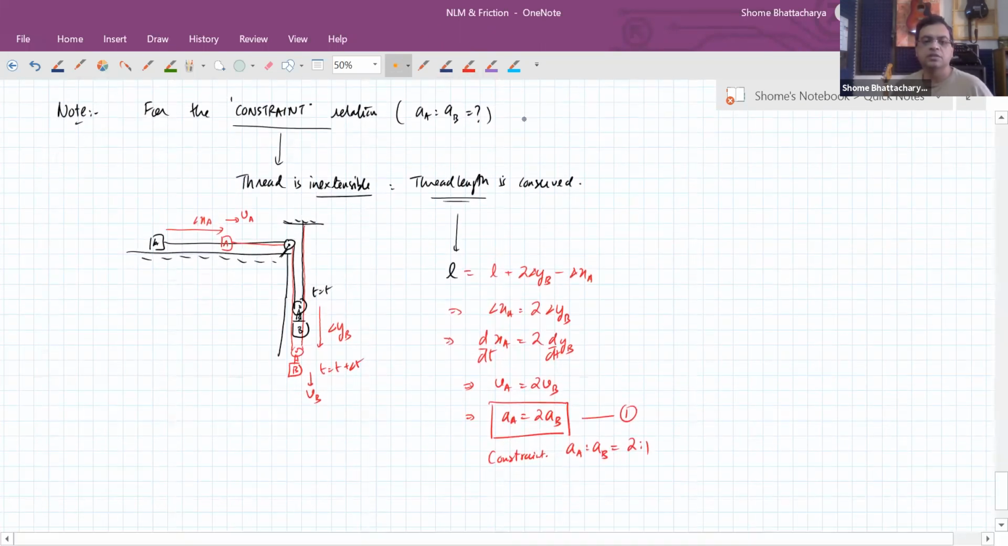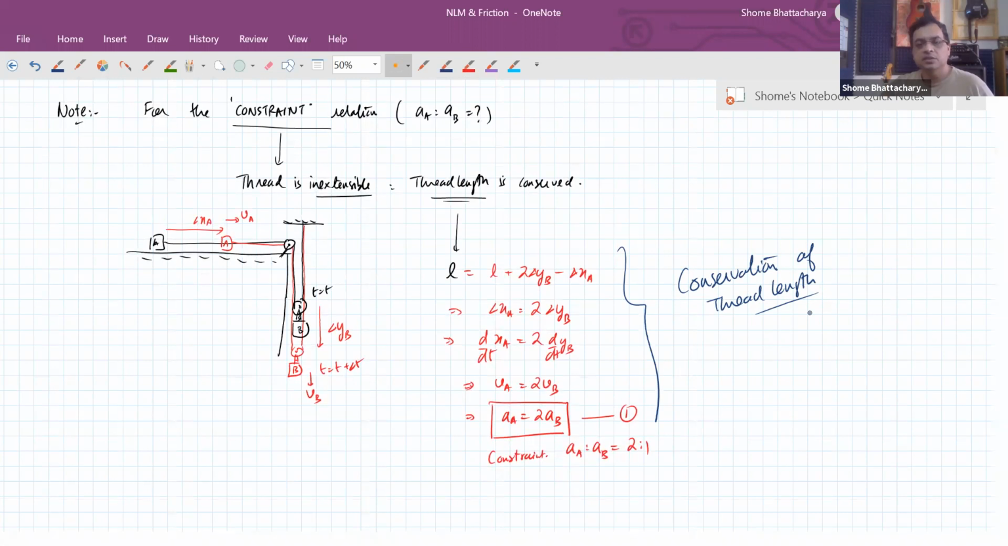So we are using the method of conservation of thread length. Now this is not the most convenient method to use. There are shorter and sweeter methods of developing this constraint relation, and as we move along we'll learn about them. But fundamentally this is one of the core methods, and it will always work in all situations involving a system of pulleys and threads. So this becomes the first equation that we have.